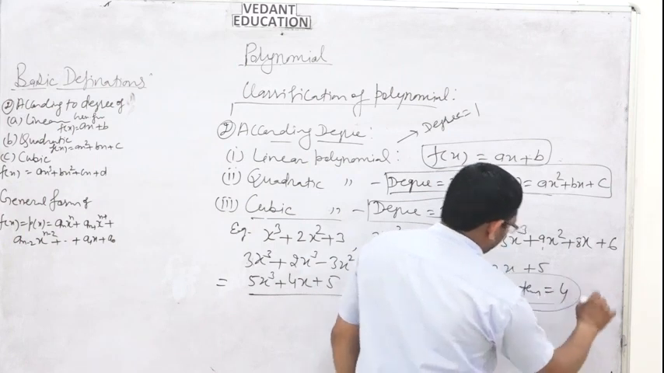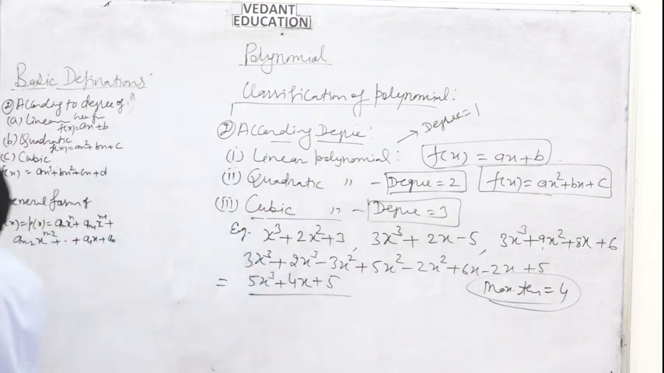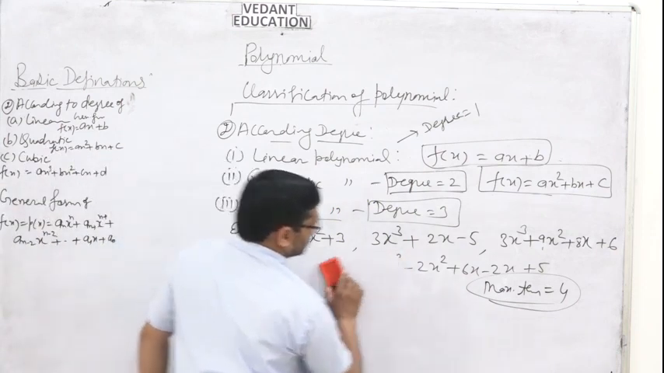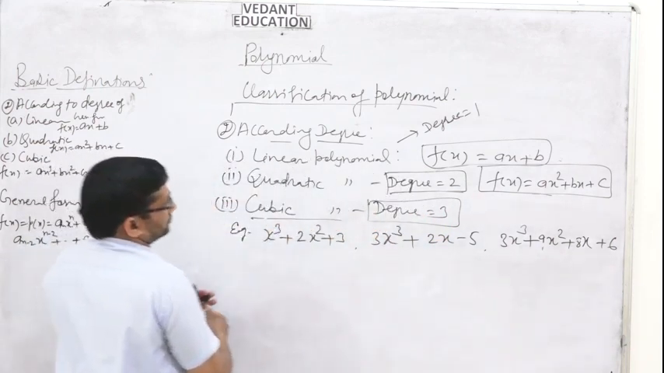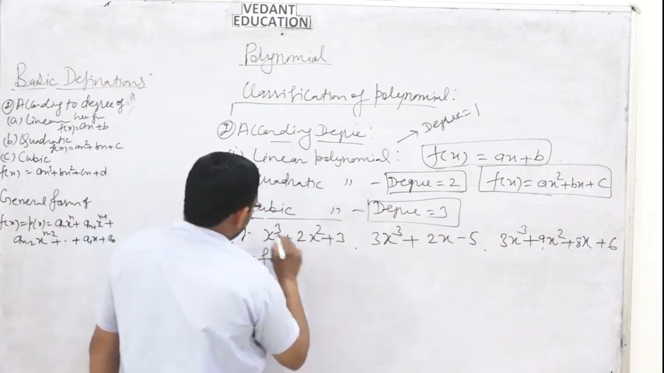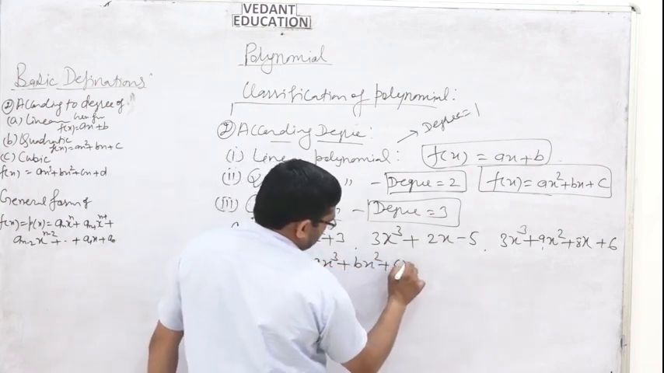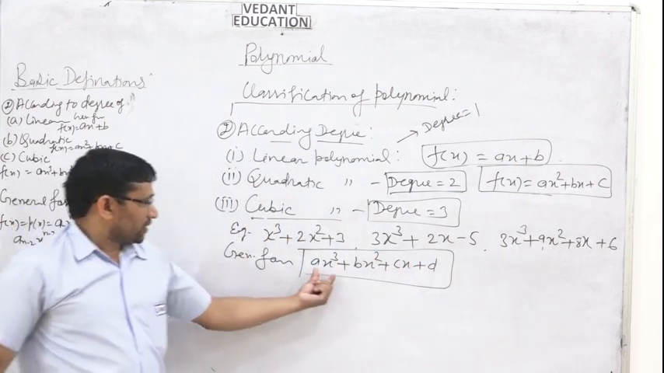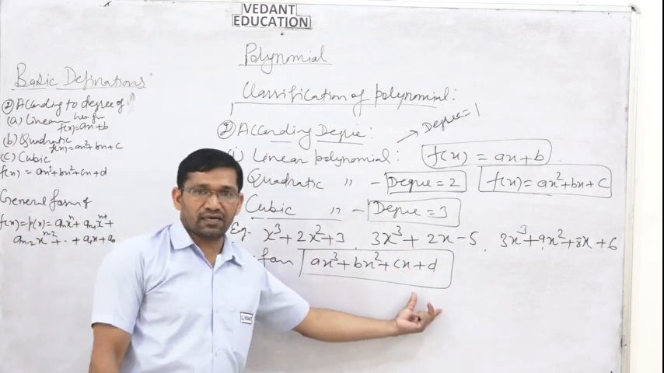Maximum terms is equal to 4. And for this we can easily write the general form of a cubic, that is ax cube plus bx square plus cx plus d. This is the general form of a cubic polynomial. Here a, b, c and d are the constants and x is the variable.